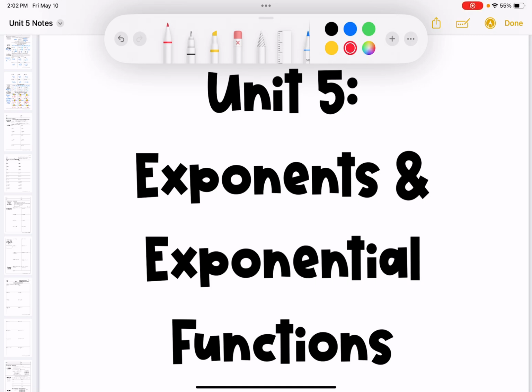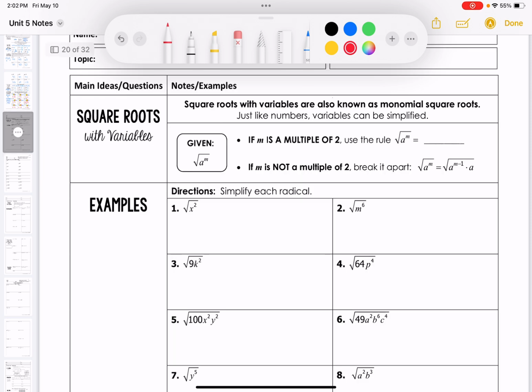All right, today we're going to be in the Unit 5 packet titled Exponents and Exponential Functions, and we're going to be doing page 19. All right, in the previous lesson, we talked about simplifying radicals without variables. So now we're going to talk about specifically square roots and simplifying them with variables.